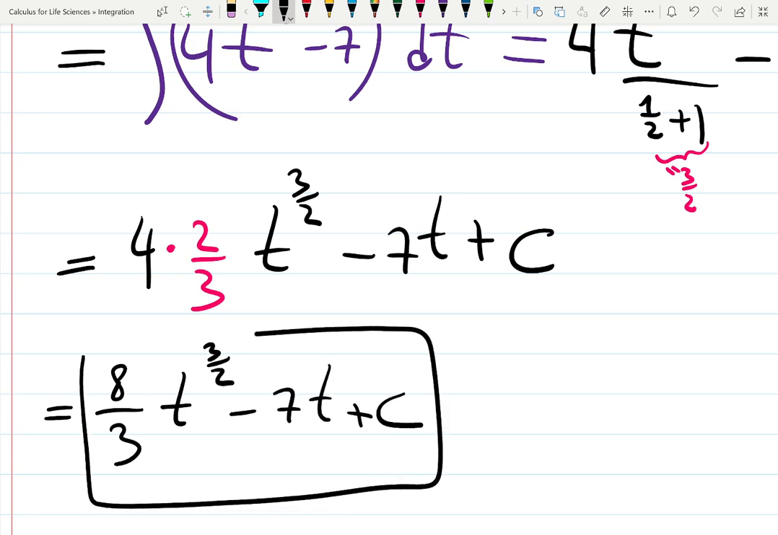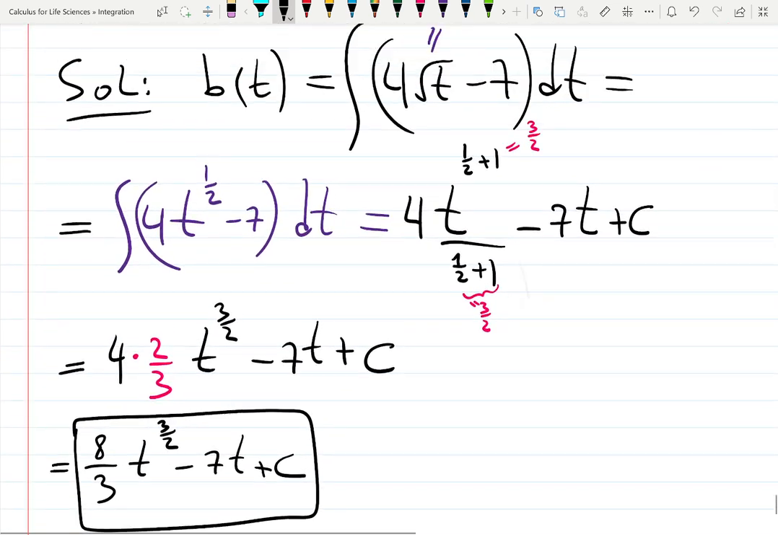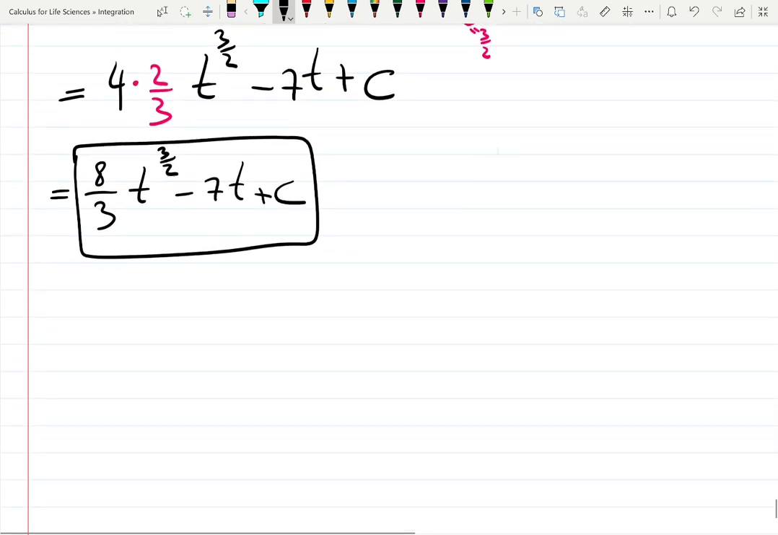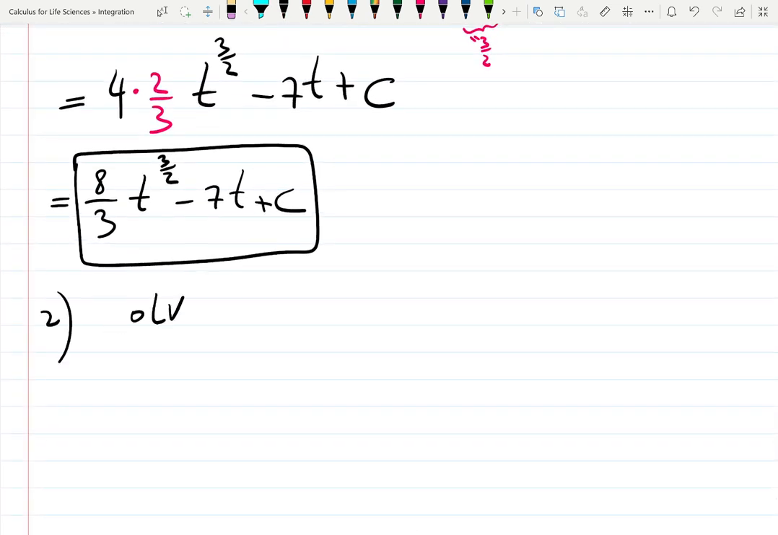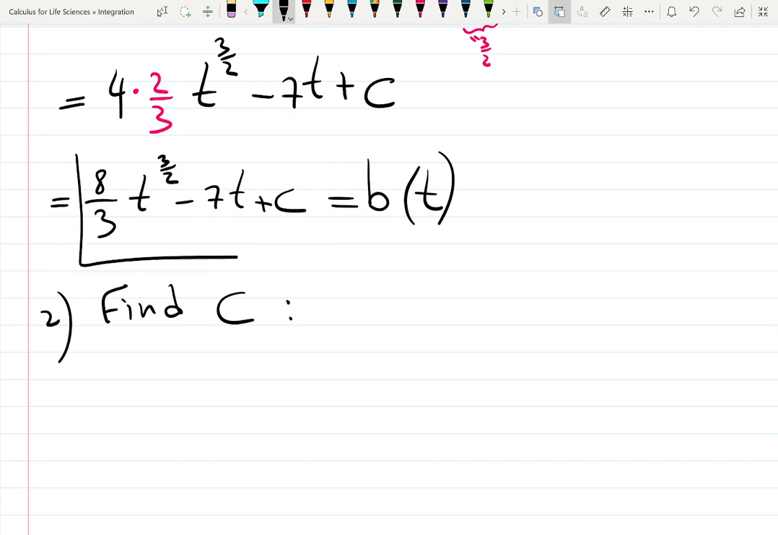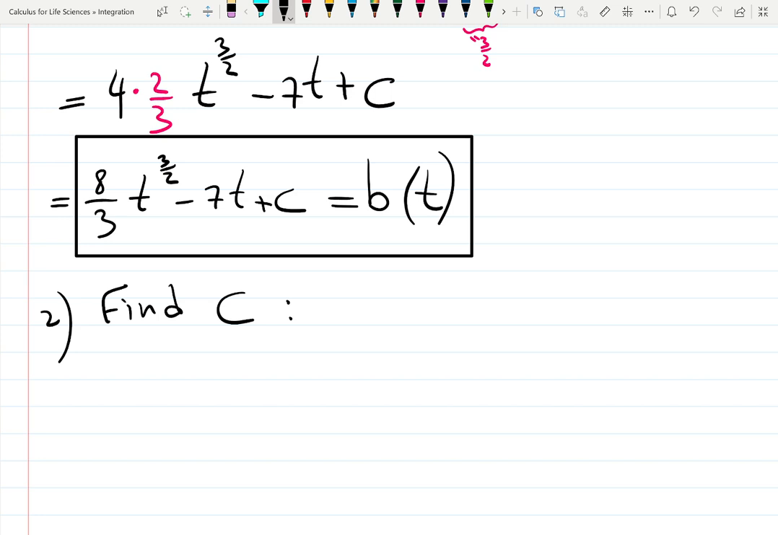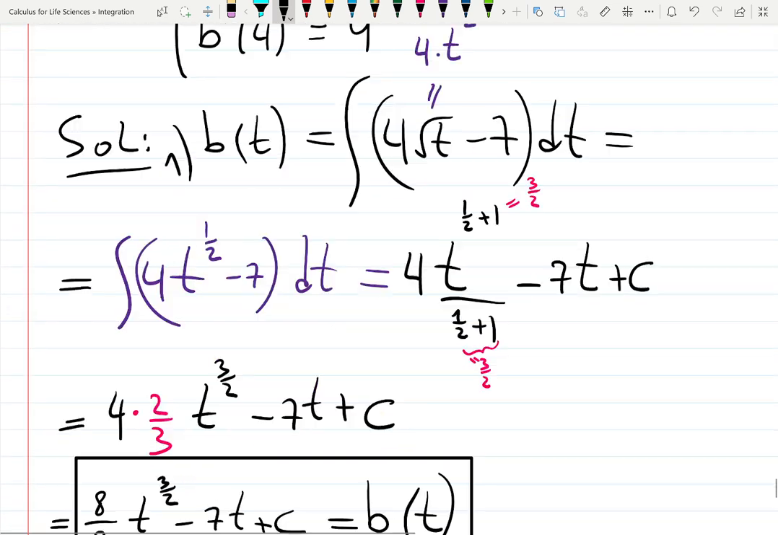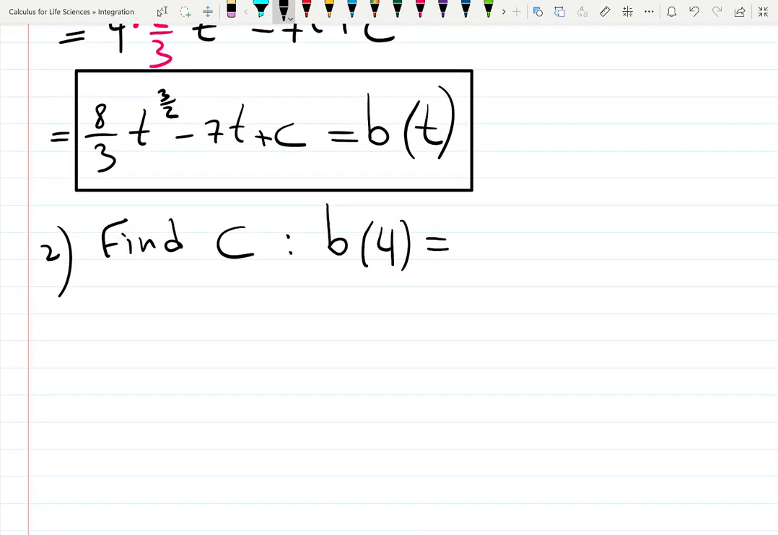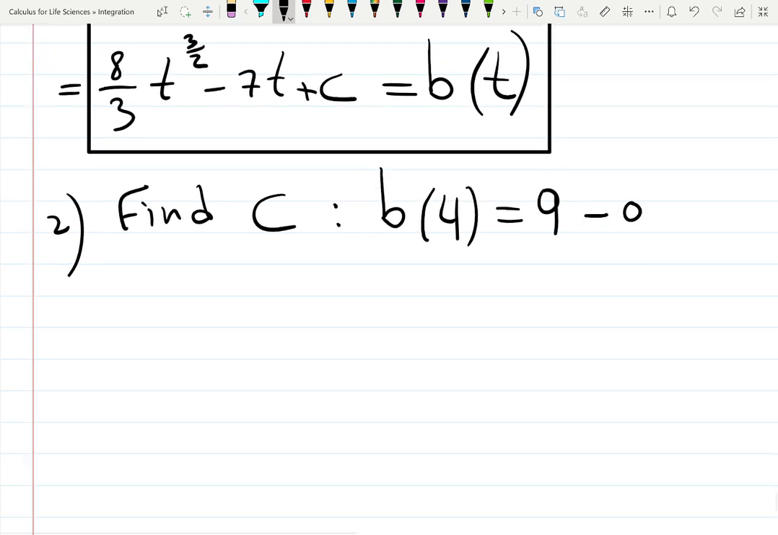So that's a family of functions shifted by c up and down. This is the first step of the initial value problem. The second step, as always, let's find c using initial value. We found B of t. So we need to locate in our task, given B at some number. And it is there. B at 4 is 9. This is given. This is called initial value. When I plug 4 into B, it should give me 9. So that helps me to solve for c.